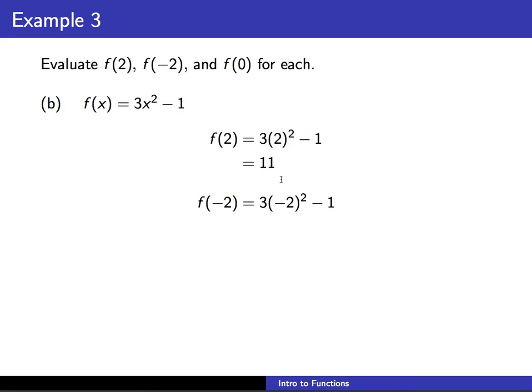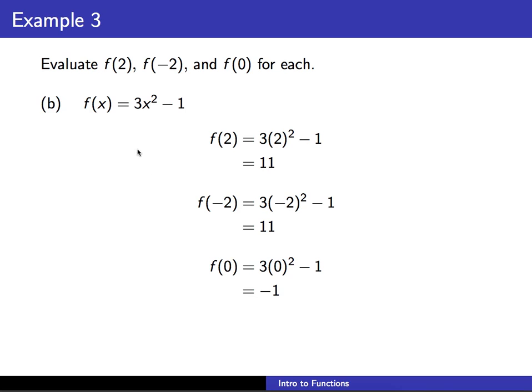F of negative 2, 3 times negative 2 squared minus 1. Again, order of operations, negative 2 squared. If you put this in a calculator, make sure you put the negative 2 in parentheses and then the exponent outside. So it has to look identical to what's here. Negative 2 squared is actually positive 4. 3 times 4 minus 1, as we saw, is 11. And then f of 0, if we give our function a 0, 3 times 0 squared minus 1, 0 squared is 0, 3 times 0 is 0, and 0 minus 1 gives us back negative 1.